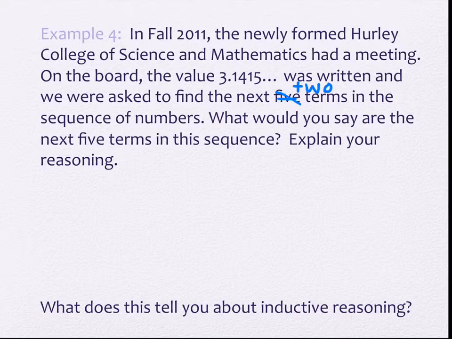You guys are a part of what college? Do you know what yours is called? Arts and Humanities, yeah. So there are 6 colleges, but the newly formed college is called the Hurley College of Science and Math, and we had a meeting. And on the board, the value 3.1415 ... was written exactly like that.